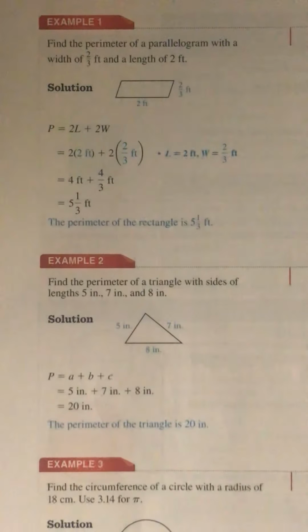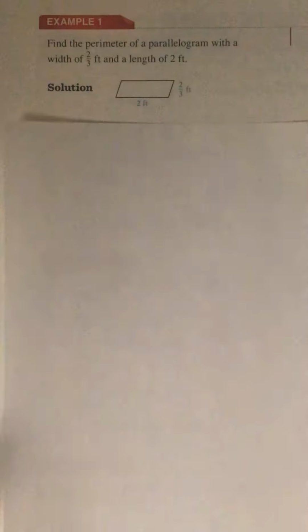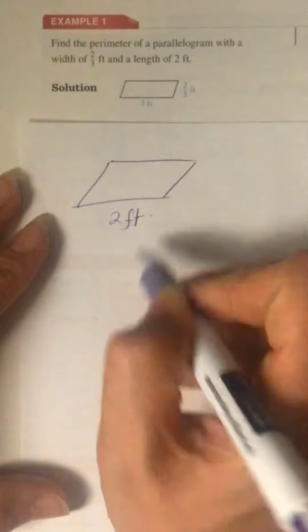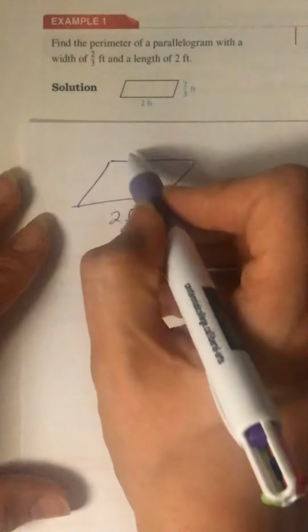I have an easier way to solve it. I do not like so much the way that the book has solved it. I do not suggest that we use a formula for this. We do have a parallelogram. In a parallelogram, if this is 2 feet, the one right on top is 2 feet as well.